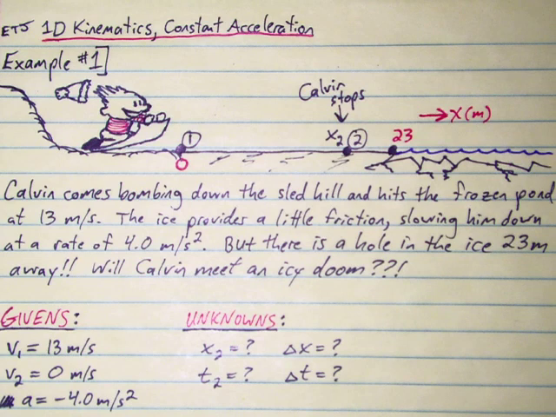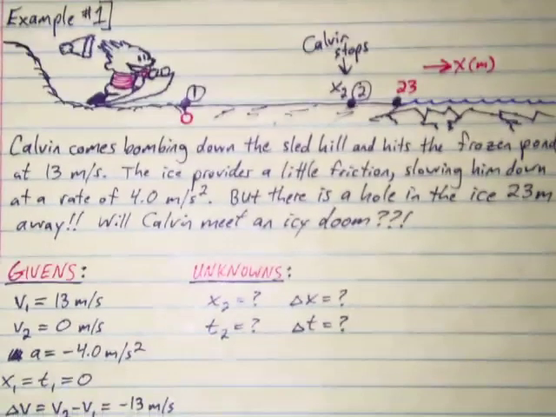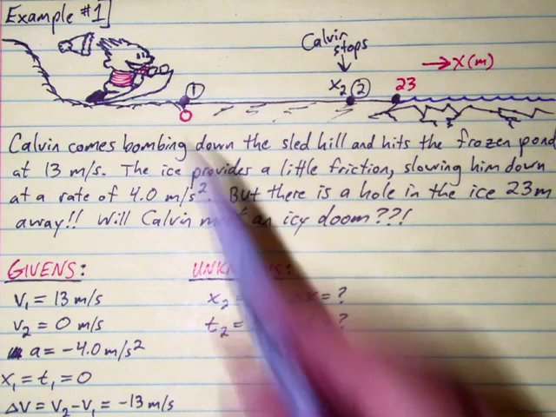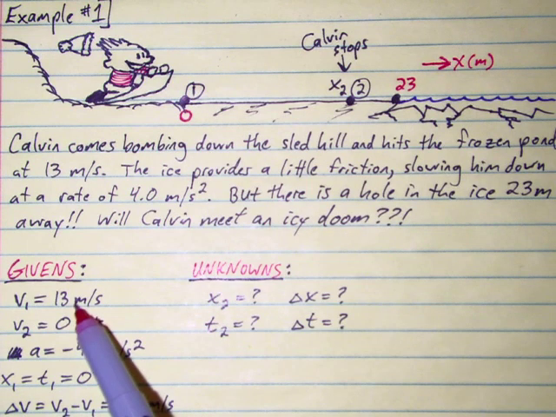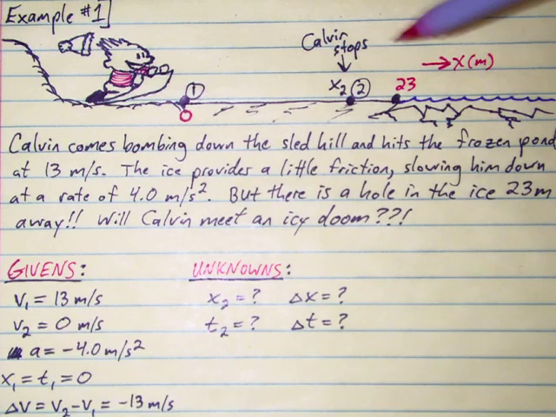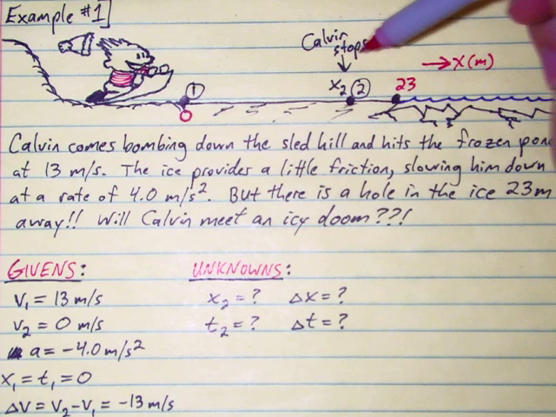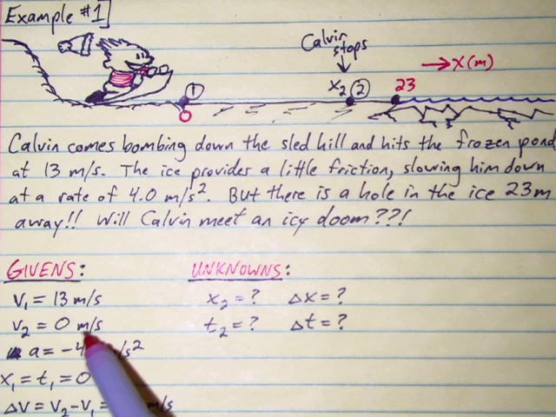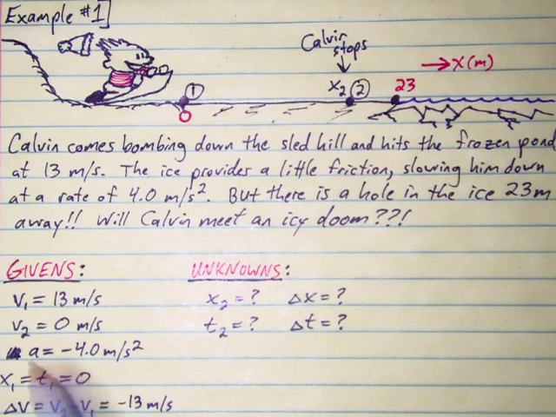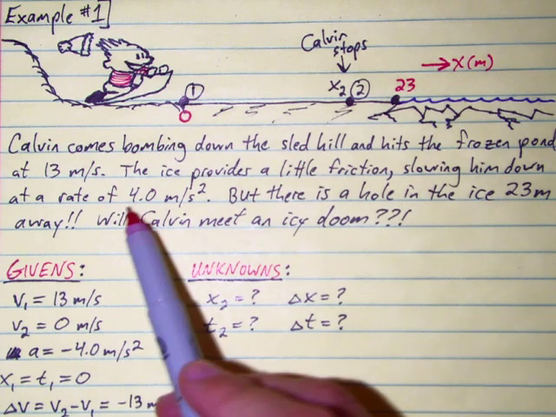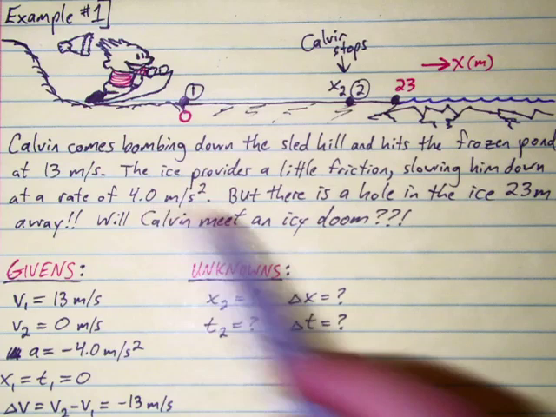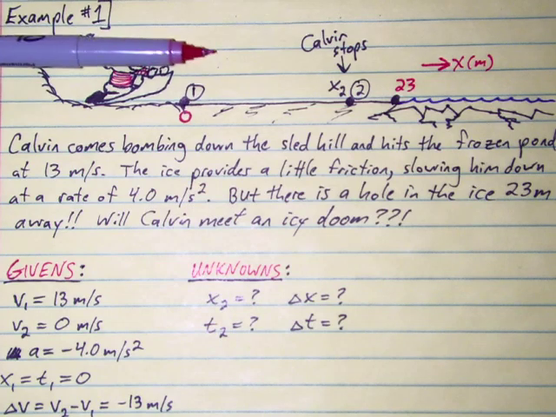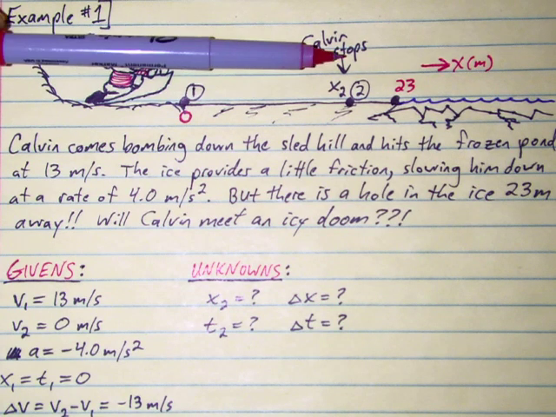Okay, let's move on to identify our givens and our unknowns. From the information in the problem, we know that his velocity at the first event is 13 meters per second. At the second event, we decided that the second event is when Calvin stops. So if that's when he stops, then his velocity at that time is 0 meters per second. Now his acceleration, notice I've written negative 4.0 meters per second squared, even though it just said 4.0 meters per second squared in the problem. That's because I chose to the right to be the positive x direction.